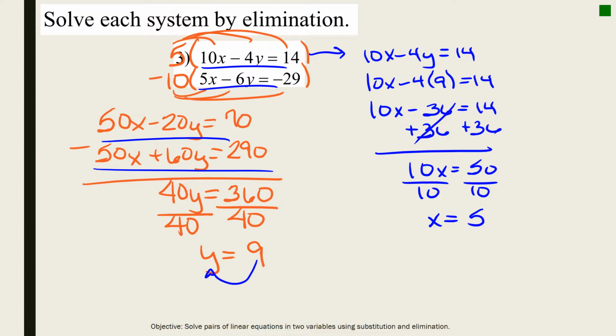X equals 5. I am not kidding you guys. As I'm writing, my hand is slipping down this pen. I don't know what's going on.